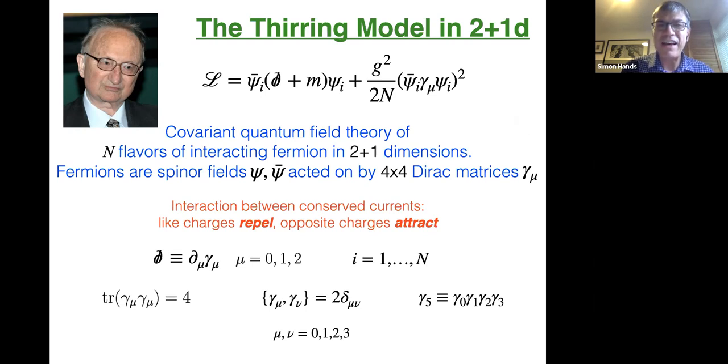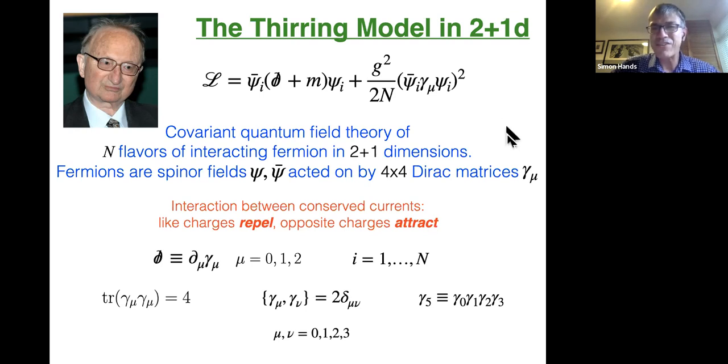You can see there's a standard kinetic term here for the free non-interacting fermions, and then there's an interaction. It's a contact interaction between 2 fermion currents. Those currents are conserved. That means there's a conserved charge. So the Thirring model, on the face of it, has many features in common with Abelian gauge theory, with QED in 2+1 dimensions, which is also a theory of interacting currents. And in particular, the heuristic that because I can assign a charge to my excitations, like charges repel and opposite charges attract.